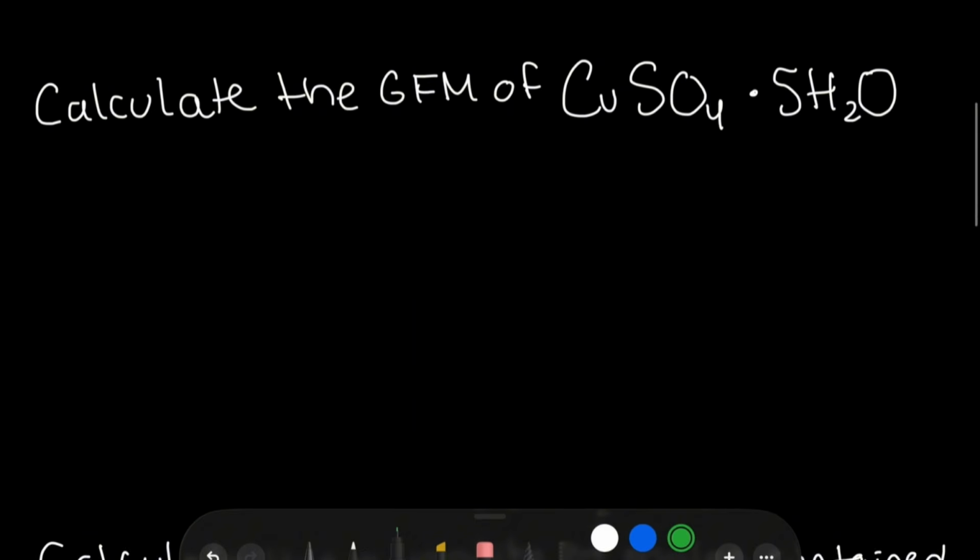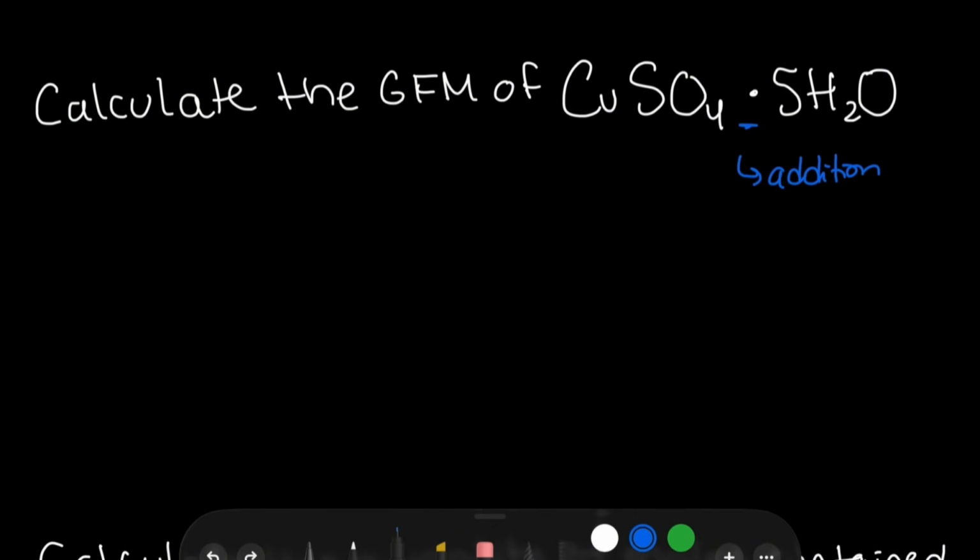The next problem is asking us to calculate the GFM, or gram formula mass, of CuSO4 plus 5H2O. So this symbol right here means addition in chemistry. Don't get it confused with other math classes, where you could use this dot as multiplication. In chemistry, it just means addition. So again, the GFM, or gram formula mass, is just the total average atomic mass of a certain substance.